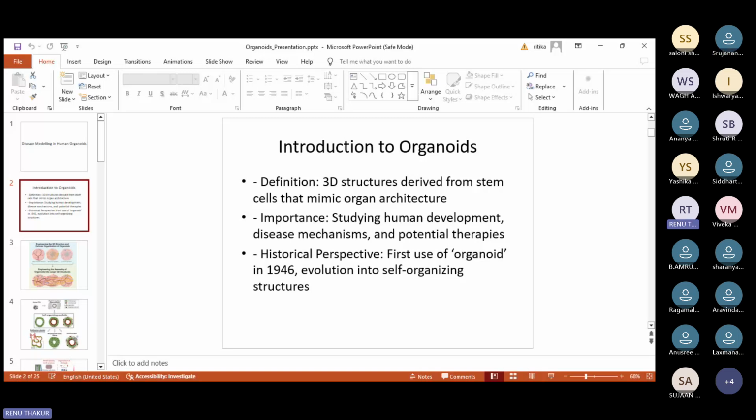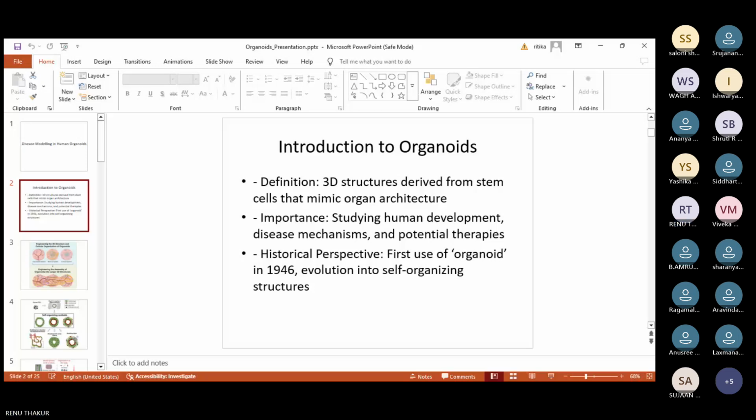Yes. Okay. So till now, we have discussed the 2D models for our drug discovery and for tissue engineering. Can you tell me which of the 2D models we have studied till now?